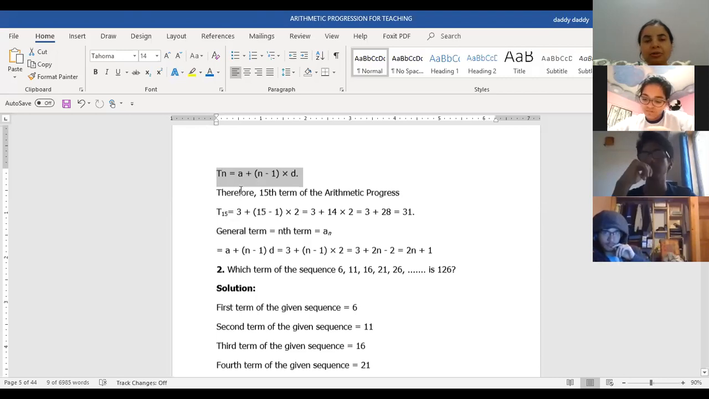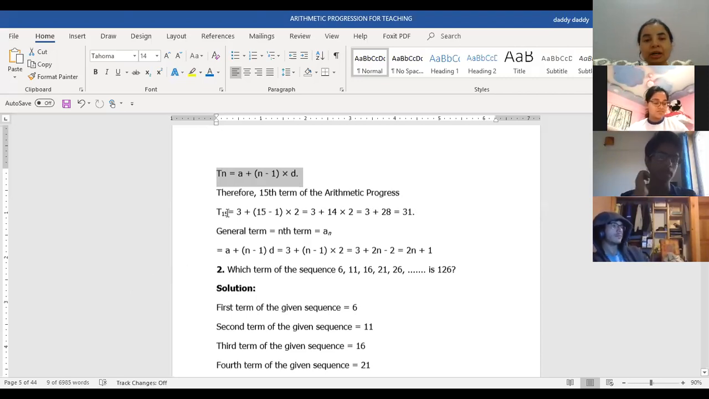So Tn is equal to a, which was 3, n was 15, and that means the position which I want is the 15th position. I want to find out which number is sitting at the 15th position. So 15 minus 1, and the common difference was 2. After calculating, we got the number 31. So basically 31 was sitting at the 15th place. Then we had to find out the general term.